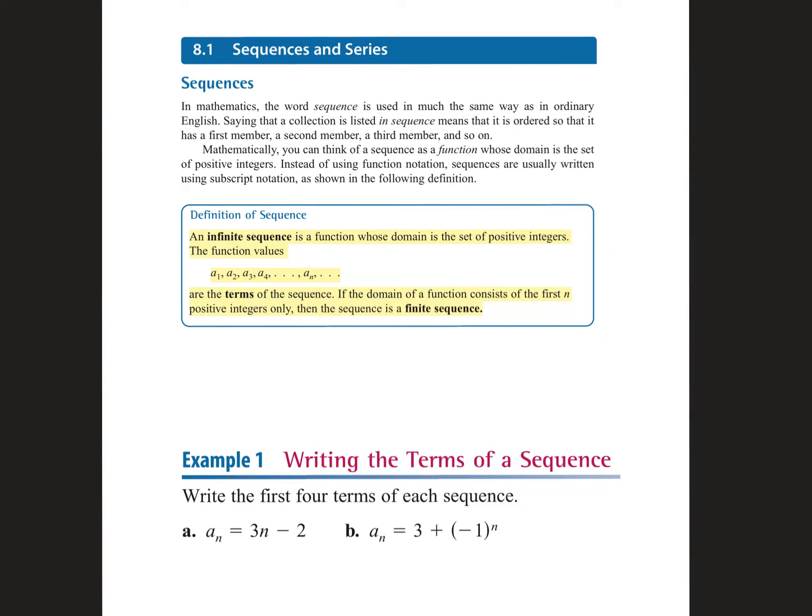8.1 is just introducing you to sequences and series, kind of like the construction of them, what the terminology is, that sort of thing. 8.2 is called arithmetic, and that has a specific meaning and way that we do it. And then 8.3 is geometric, which has a specific meaning in the way that we do it. So we're going to break it up in the next 2 sections.